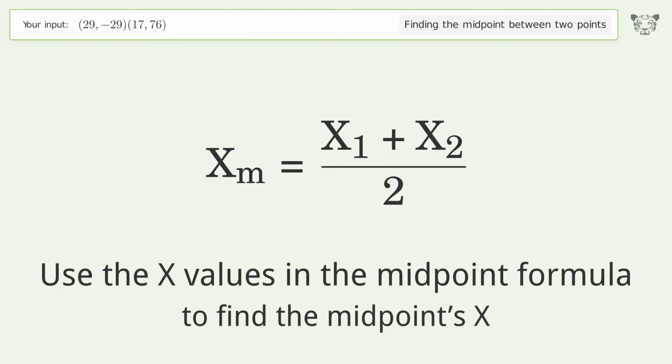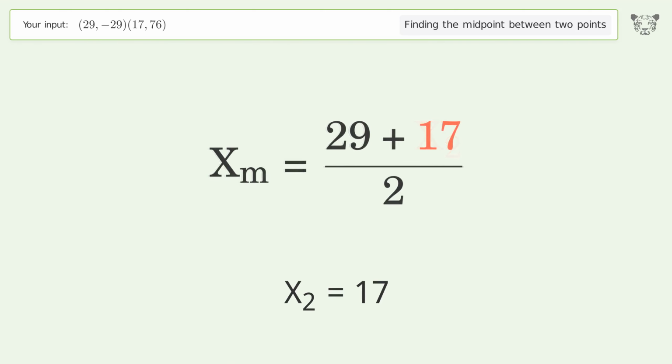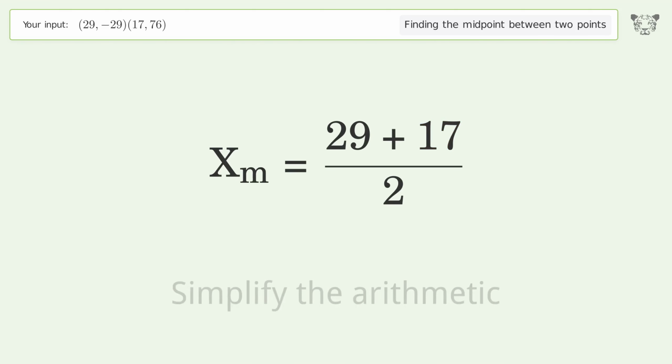Use the x values in the midpoint formula to find the midpoint's x. x1 equals 29. x2 equals 17. Simplify the arithmetic.